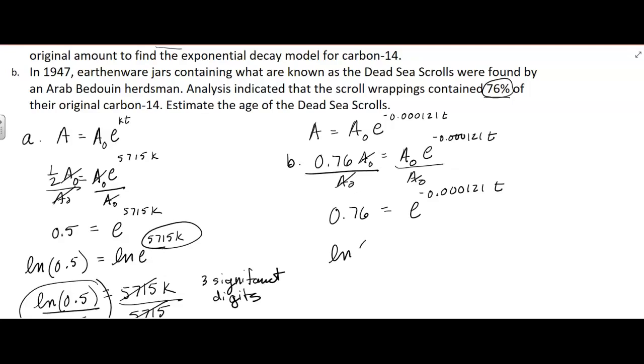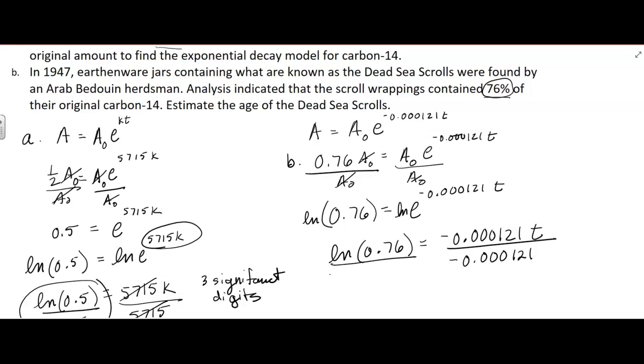Natural log it. So the natural log of 0.76, now you could squeeze the natural log in here like we did before, and that's going to equal just negative 0.000121 t. And so you have to divide by negative 0.000121 on both sides. And then we're going to get the t, we'll put this in our calculator and see what we get. So stop the video.